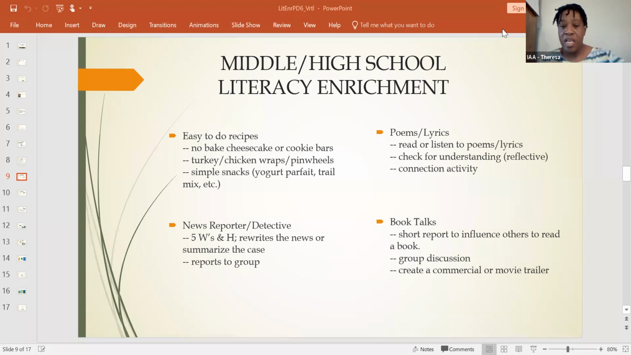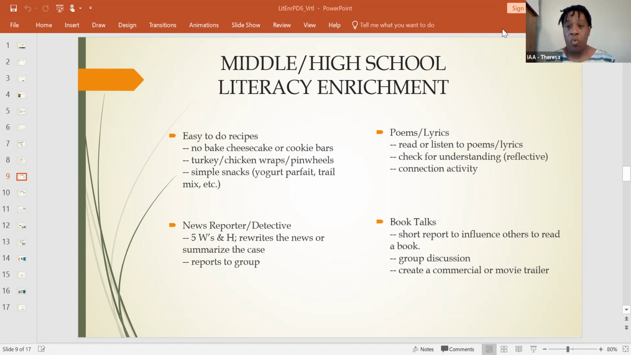The last one on this slide is book talks. Hopefully we all know what book talks are. It's a short report to get other people to read a book that you read and want other people to read, or that you're interested in. This could be done in a group discussion format where kids bring their books in, and you have guided questions that you ask. And if you want to be on the creative side, you could create a commercial or movie trailer.